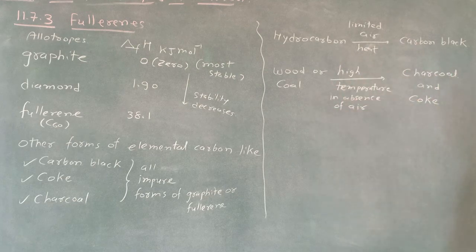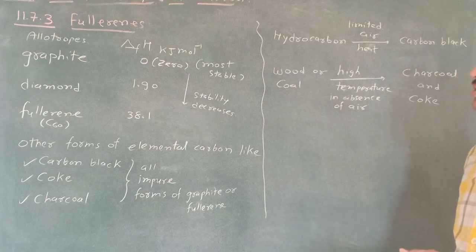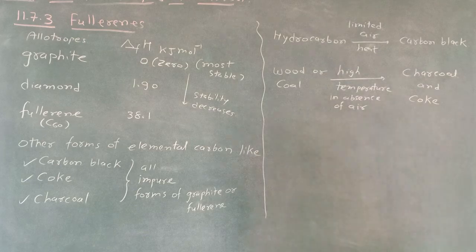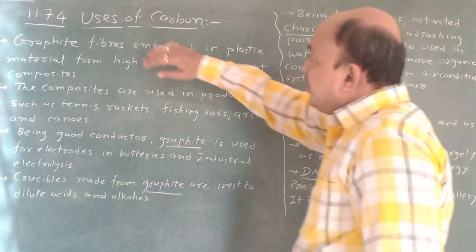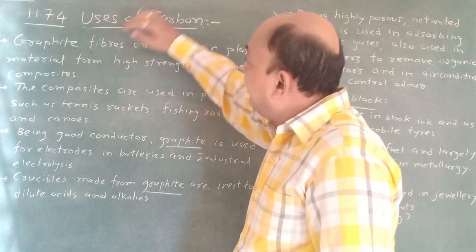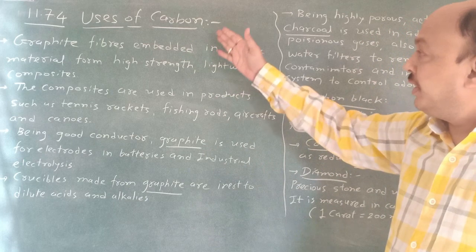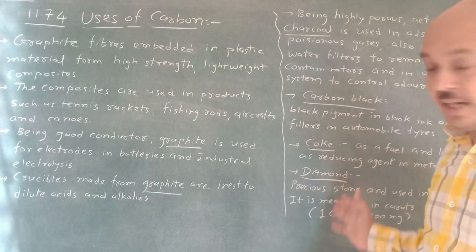So this is all about the allotropes of carbon: diamond, graphite, and fullerenes. This topic is over. Now we switch to the next topic, uses of carbon. This is the last topic of lecture number 8, 11.7.4, uses of carbon. First we learn about graphite, followed by charcoal, then carbon black, coke, and diamond.